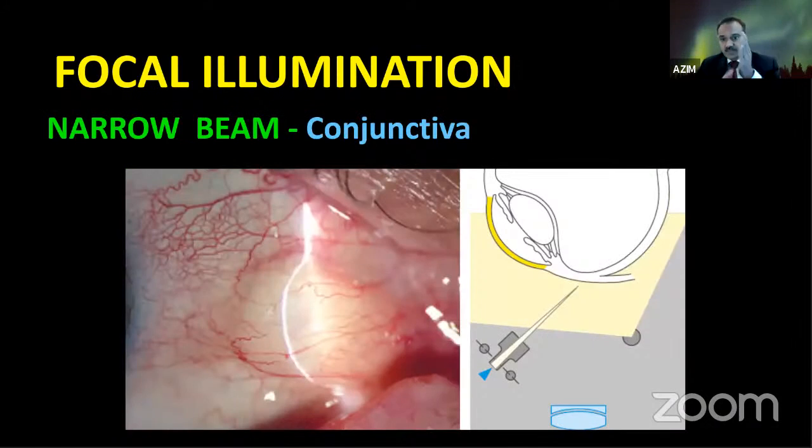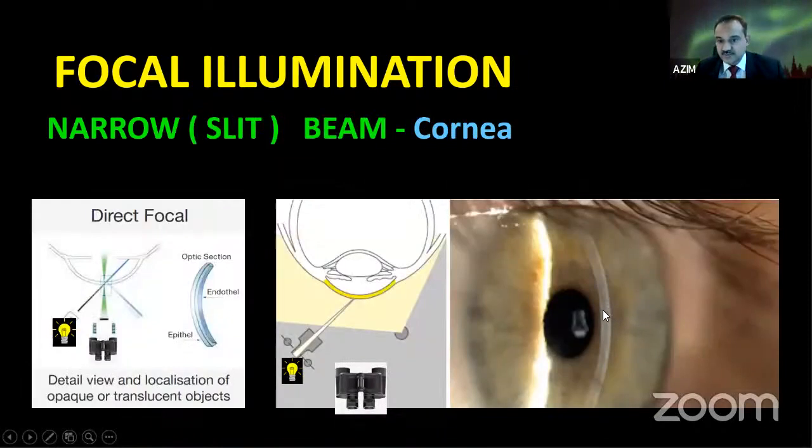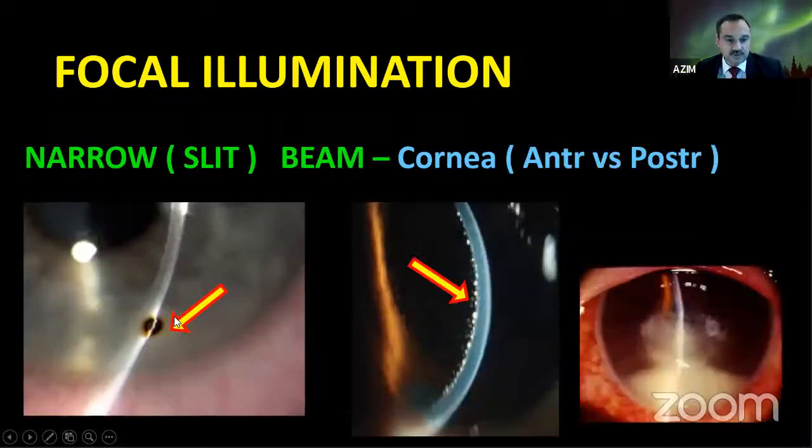In focal illumination, you can make it a very narrow slit, a very narrow slit for the conjunctiva. For example, this is a lesion in the conjunctiva. It looks like a solid lesion, but if you put a slit, you know it's not a solid lesion. Sometimes you can also see the cornea. Light is coming from this side, remember. This is the front, this is the back of the cornea, this is the iris. So here is an example. This is a foreign body in the front of the cornea, anterior to the cornea. This is how it looks.